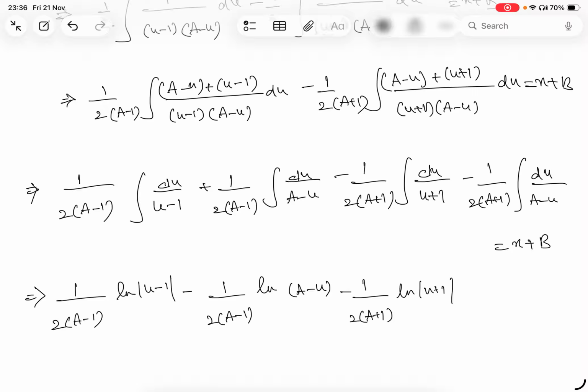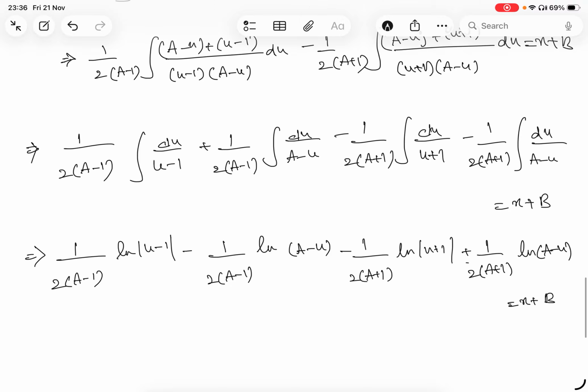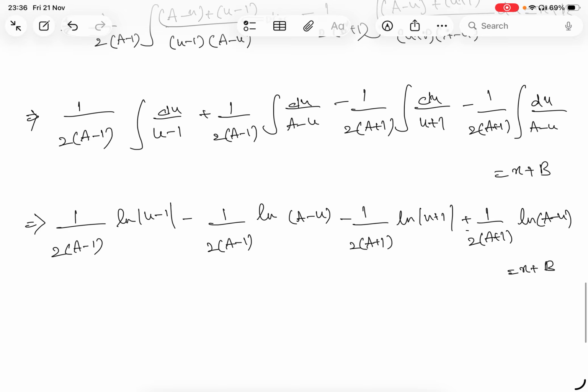Right? Similarly, the last term becomes plus, because of the a minus u there, this becomes plus 1 by 2 into a plus 1 into ln of a minus u. Right? Because there is a minus u there, if you differentiate it again, it will come with a minus 1 factor. So that's why minus becomes plus. Here it becomes plus. Fine. Is equal to x plus b. Fine. Now let's simplify it further.